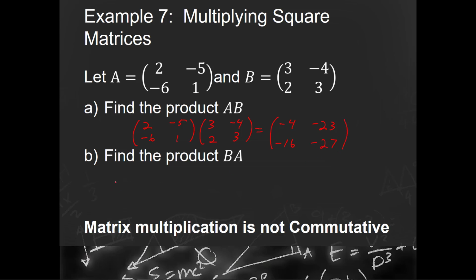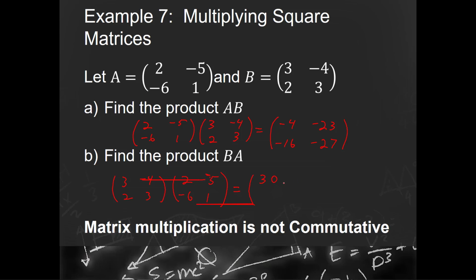All right, now for BA, we are going to do 3, negative 4, 2, 3 times 2, negative 5, negative 6, 1. Okay, and that's going to give us, for the first one, 6 plus 24, that will be 30.